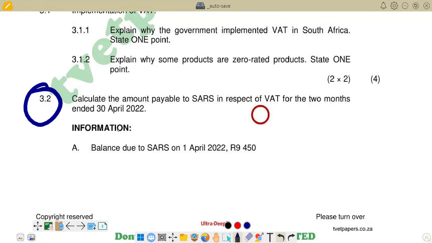And then on the information part, part A, balance due to SARS on 1 April 2022, 9,450. So the key word that we have there is "due to." It means it is the business that is owing SARS money. So this is the balance that we are going to start with on the calculation of that amount payable to SARS. On the next page, we have a continuation of the information that we are given.